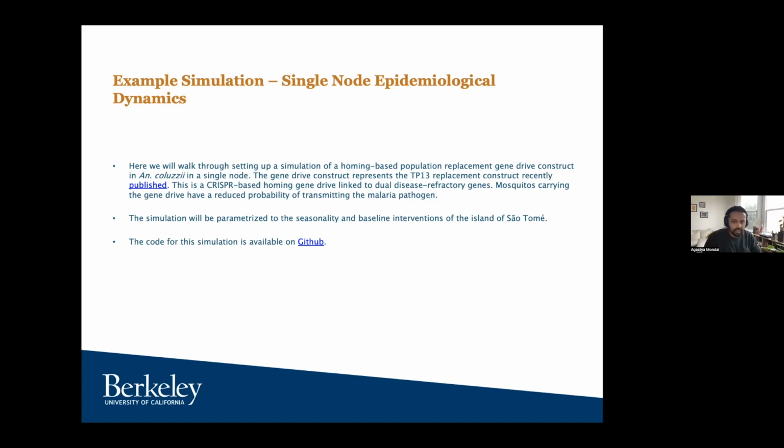So it's not geospatially accurate, but you can capture just the high-level dynamics of how you'd expect this to behave. And we will show how you'd parametrize this to the seasonality and baseline interventions of the island of Sao Tome. And all the code for this is available on GitHub, so I wouldn't focus too much on the code, just more so the workflow overall. If there are any questions, let me know. Otherwise, I'll get into the code here.